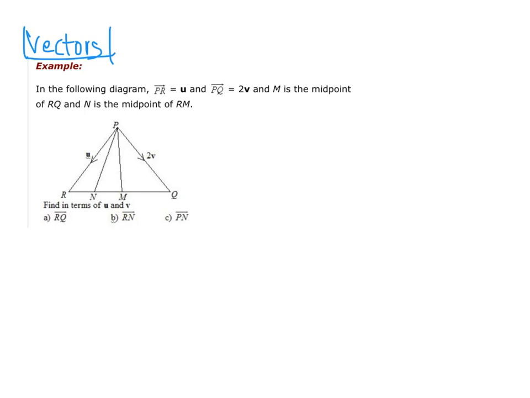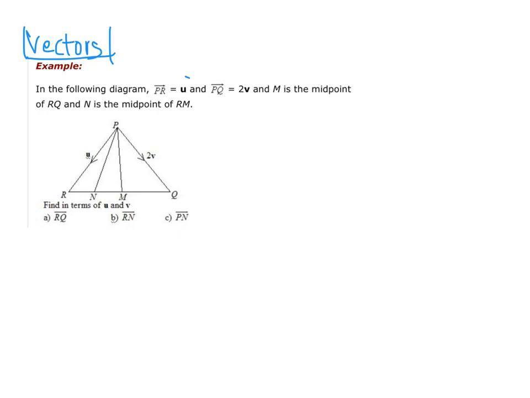Now let's take a look at an example when we're talking about vectors. Probably it's not easy when we just talk about the concepts, and it's always good to see from the examples how in the IGCSE you will see the problems. It looks like this. For example, in the following diagram, you're given vector PR, denoted as U.